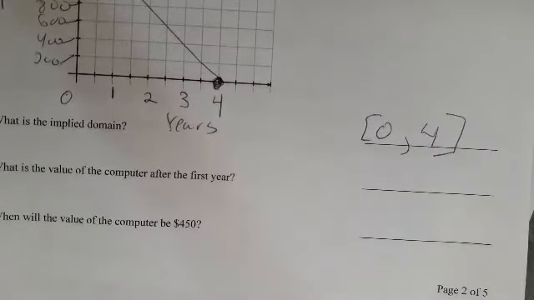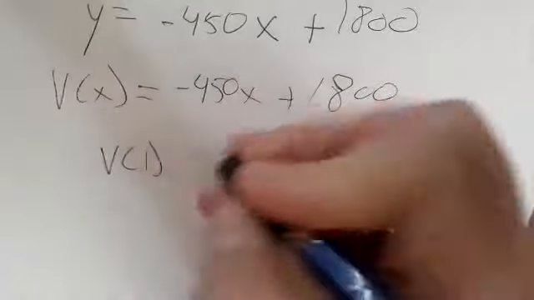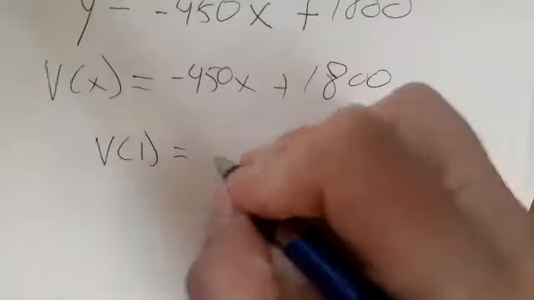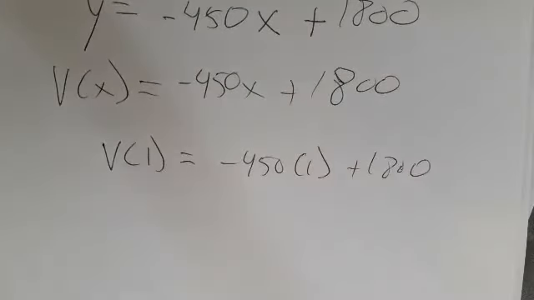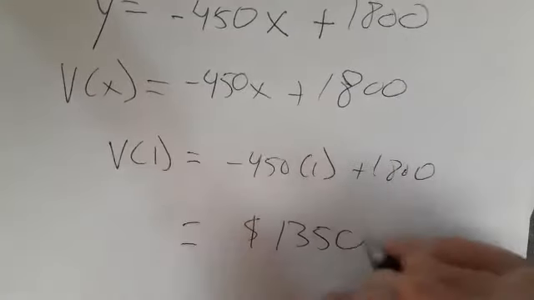What is the value of the computer after the first year? Again, we don't want to rely on our graph necessarily. But if we look after the first year, that is when our x value is 1. If we plug in 1 for our x value, we're doing 1800 minus one set of 450, basically. We're going to subtract 450 from it once. That's another way to think about it. If we subtract 450 from 1800, that is going to give me 1350. And so it should be 1350.